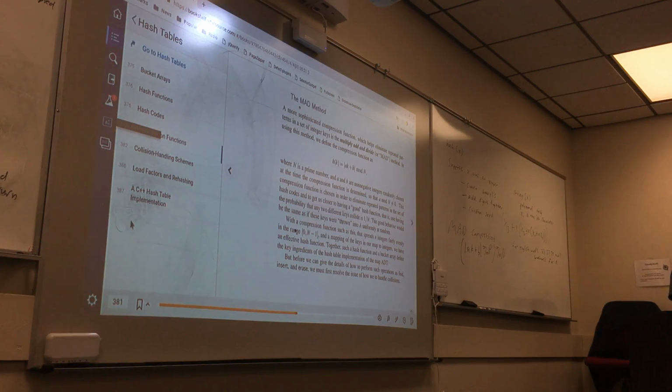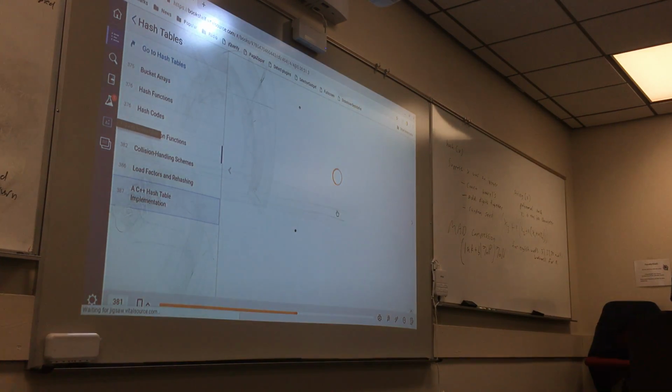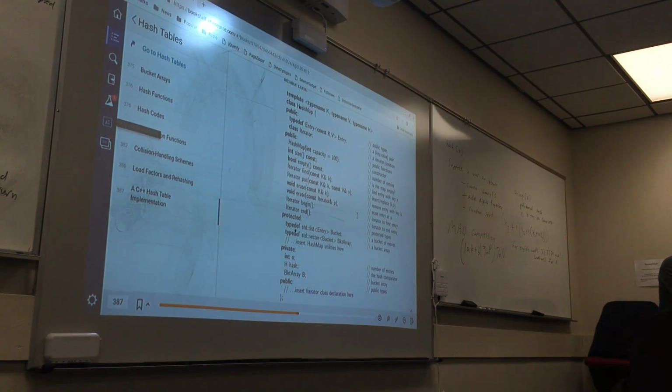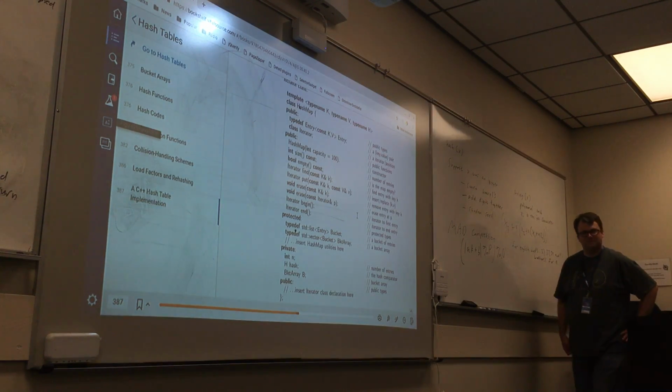And like I said, the book does have a C++ hash table implementation in it. So if you want to see how it's implemented, you can go and look through this, but it's really not all that exciting. It's pretty much exactly what I've described in the pseudocode up here.